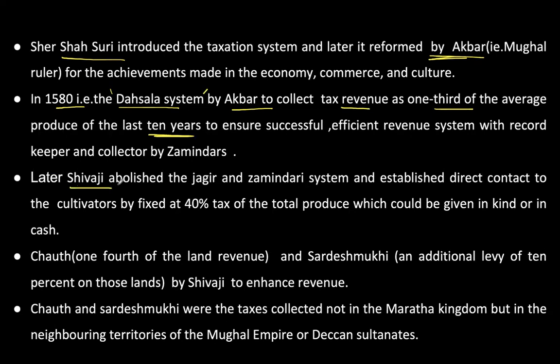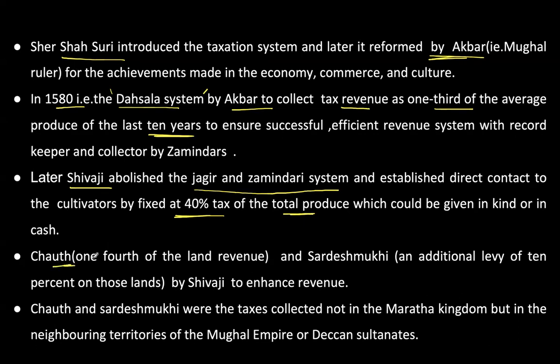And later, talking about the Marathas and Shivaji. He abolished the Jagir and Zamindari system and established direct contact with the cultivators, fixing taxation at 40% of the total produce. So at that point of time, it was not necessary that you had to pay a certain tax in the form of money. It was actually in the form of a percentage of your total produce for the farmers. So 40% of your total harvest had to be paid as tax.